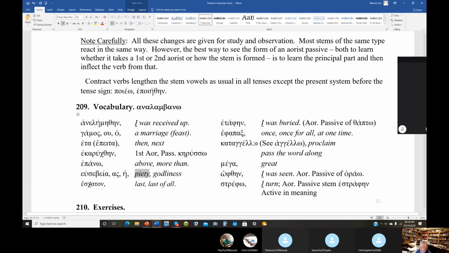Okay. And we have eschaton, and this is last. And the word eschatology is the study of last things. Okay.